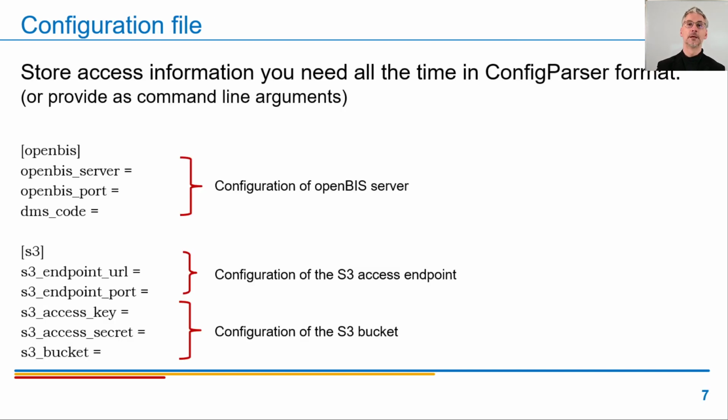The configuration file stores all the access information that you need, and it's in config parser format. You need to set this up once, so we need to specify the OpenBIS server, and we also need to configure the S3 storage, essentially the web service under which the S3 storage can be reached, and your password and tokens.